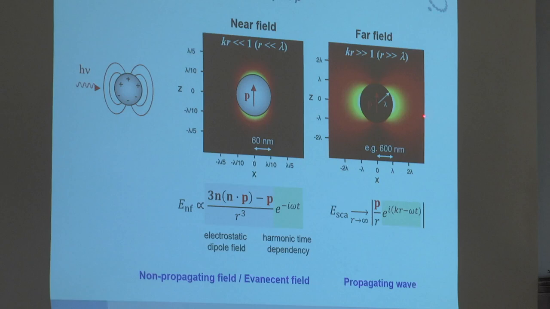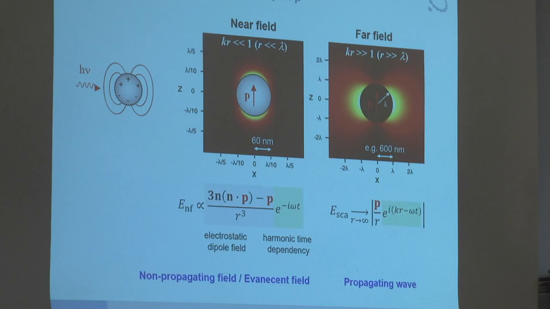So now we need to put the detector here, but the object we need to put here. If we look at this Hertzian dipole equation, we see that the scattered field, as well as the near field, is proportional to P, the dipole moment. Then the scattered field decays with 1 over R, while the near field decays with 1 over R to the power of 3. Then we have this exponential term, but there's a tiny difference. Here we have omega t, and here we have omega t, but additionally here we have the wave vector k multiplied by R. That describes a propagating wave. So the field is oscillating in space and in time, while here it's only oscillating in time. That's an evanescent non-propagating field, and that's a propagating field.